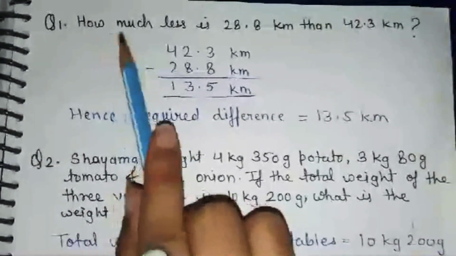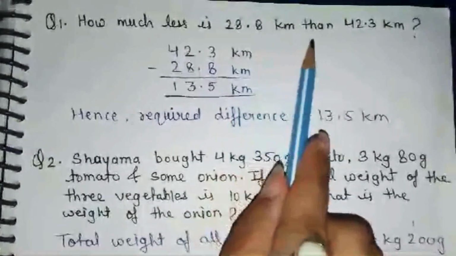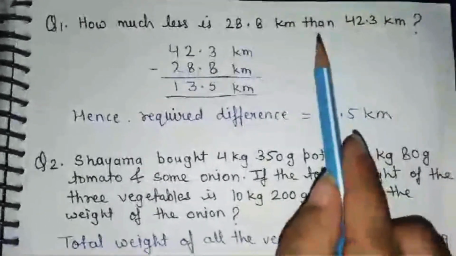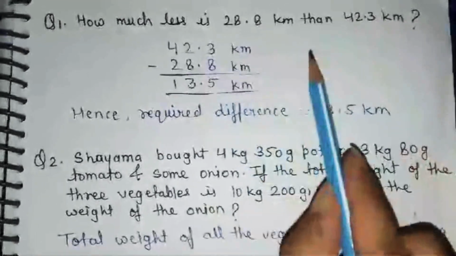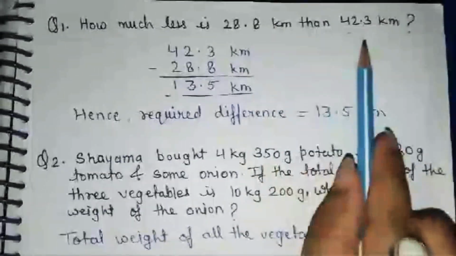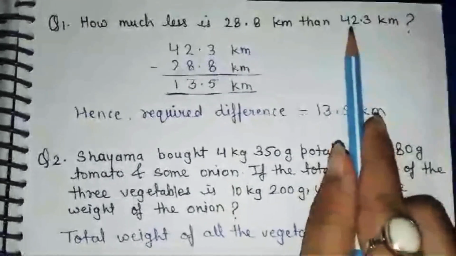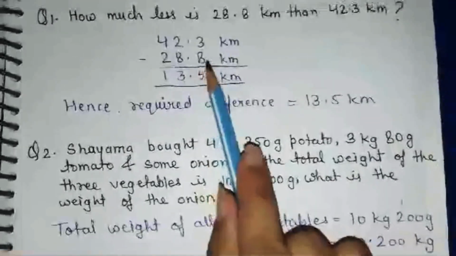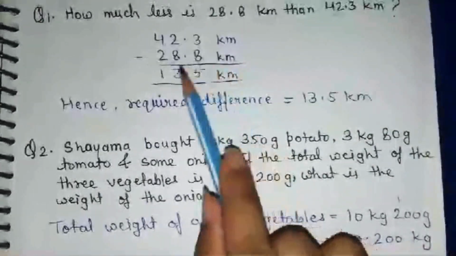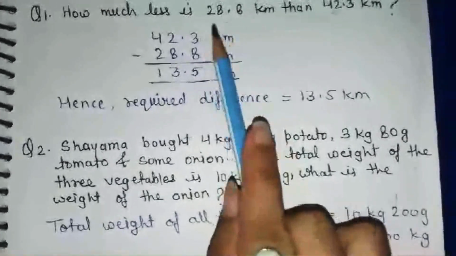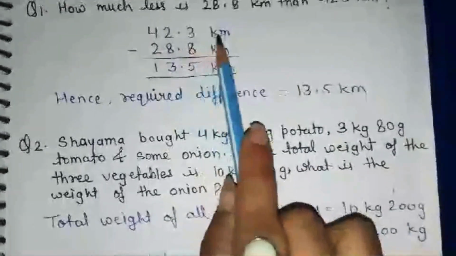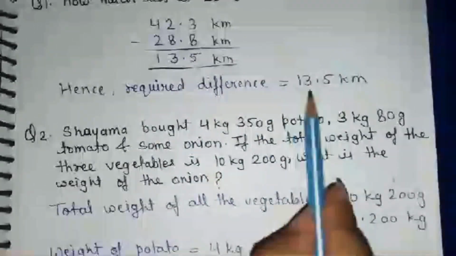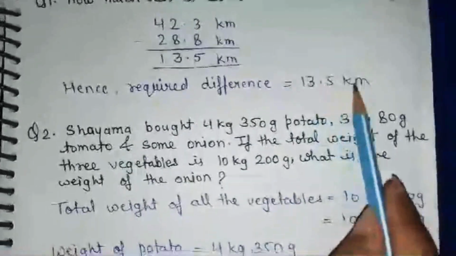Next question. How much less is 28.8 kilometer than 42.3 kilometer? Here we have to find the difference. So compare these two decimal numbers, compare the whole number part. 42 is greater than 28. So write 28.8 kilometer under the larger number, 42.3 kilometer, and then subtract. Hence the required difference is 13.5 kilometer.